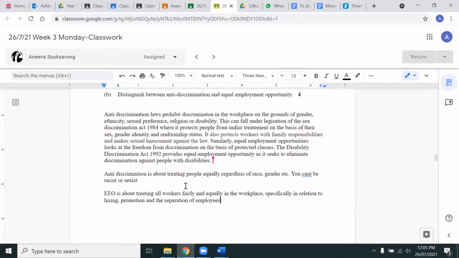Anti-discrimination is about treating people right, different races the same, different genders the same. But equal employment opportunity takes it a step further, and it's about hiring, promoting, and firing within the workplace. Now, there's one extra thing in terms of equal employment opportunity: it's where you almost treat somebody unequal. In the past, women have not been given a fair go. So there's a thing called affirmative action, which means that you might have a quota.